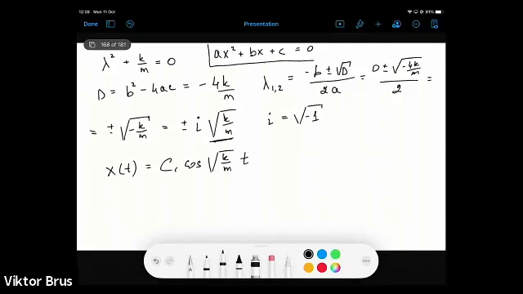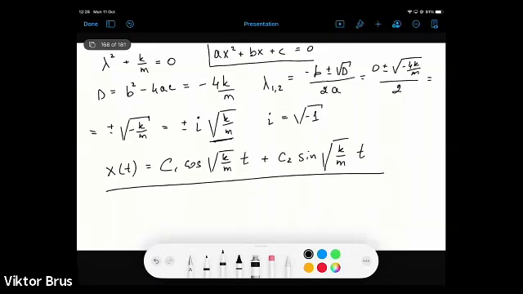times t plus C2 times sinus square root of k divided by m times t. So this is the general form of the equation, which can, under different boundary conditions, satisfy our answer for x as a function of t. So that's exactly what we want.